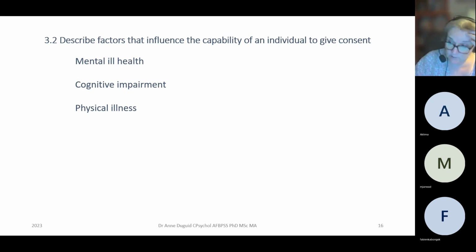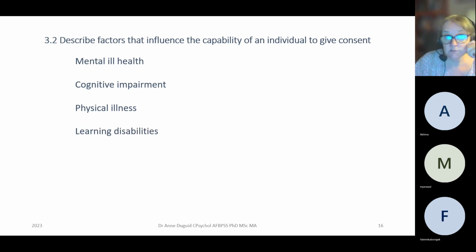Physical illness. If somebody's in a coma, they clearly can't give consent. Okay, so when the treatment's happening, someone has to give consent, and often that is a guardian, a husband, a parent, a wife. It's going to be somebody who takes over that position in order to make those decisions.